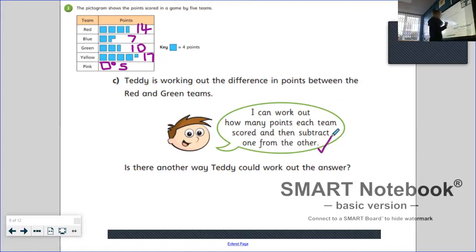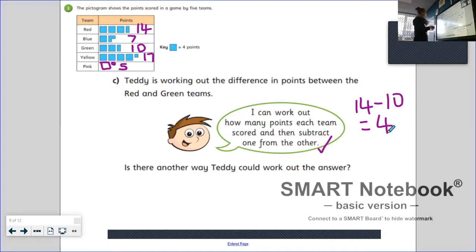He could 100% do that: red team scored 14 and green team scored 10. So he could just do 14 take away 10 and it'd give him the answer 4. But is there another way he could do it? Pause the video now and then come back.